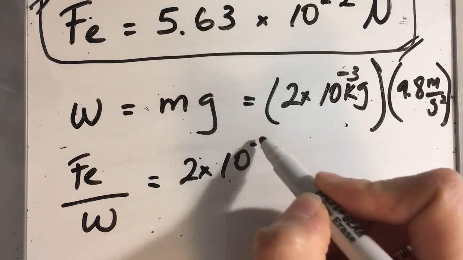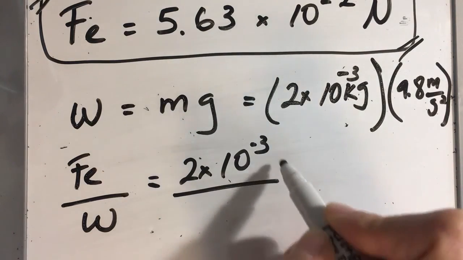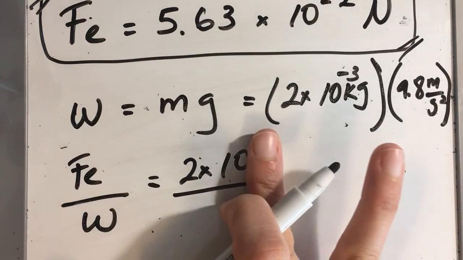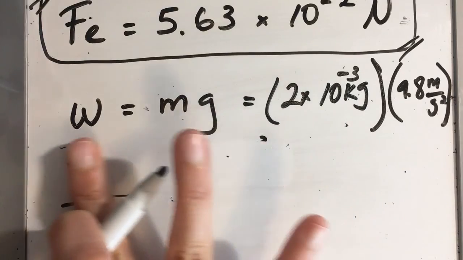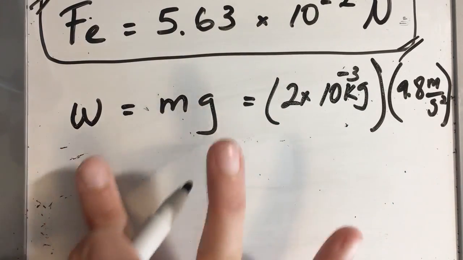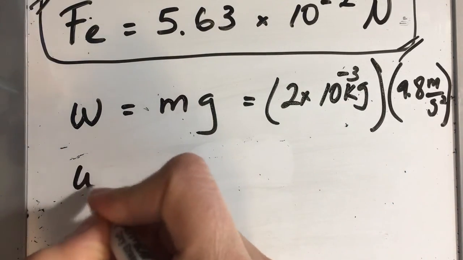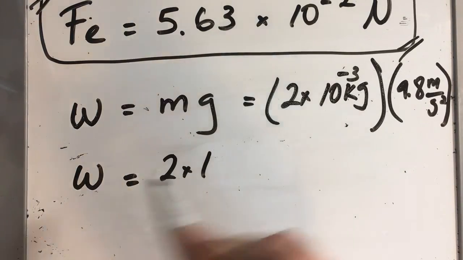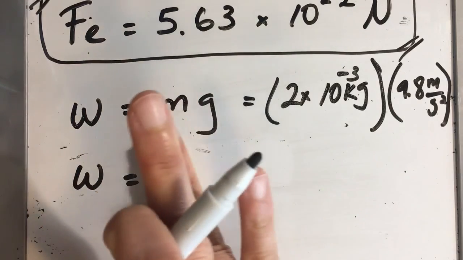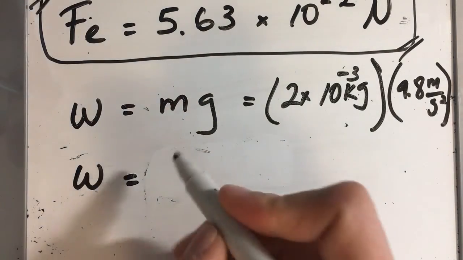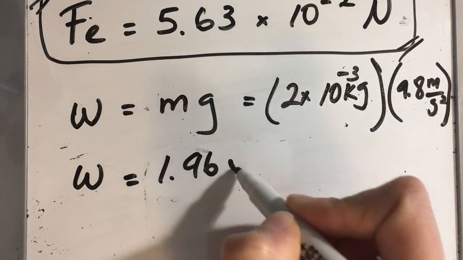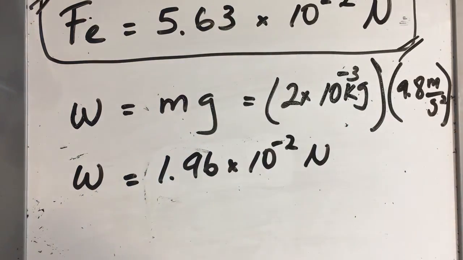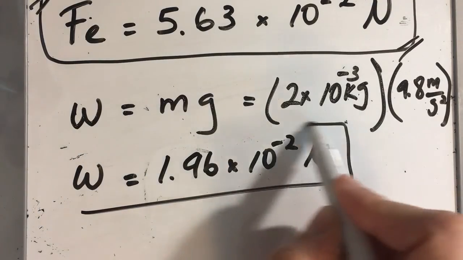Sorry, that's not what I wanted. Let's erase this whole thing. Okay, the result for my weight is going to be equal to 2 times 10 to the minus 3 times 9.8, and that is equal to 1.96 times 10 to the minus 2 newtons. That is my weight.